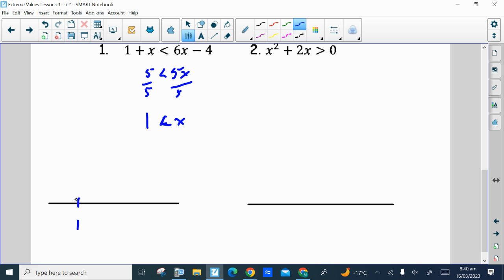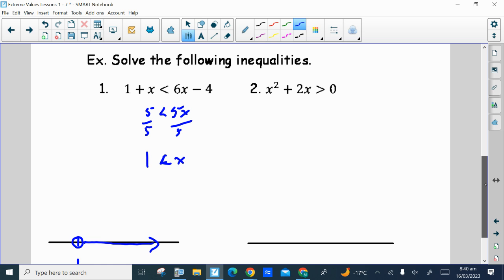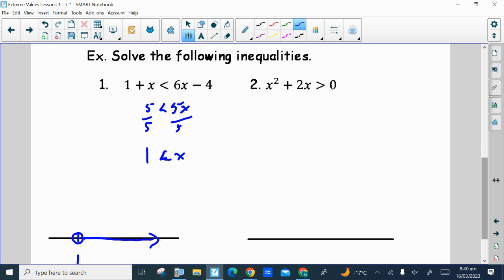So on the number line, we put a 1 on there with an open dot because it's not equal to, and an arrow going off to the right. So that's a linear inequality. This next one, though, is a quadratic inequality. Where does x squared plus 2x, where is that greater than 0? So because you've got an x squared and an x, you could factor out an x.